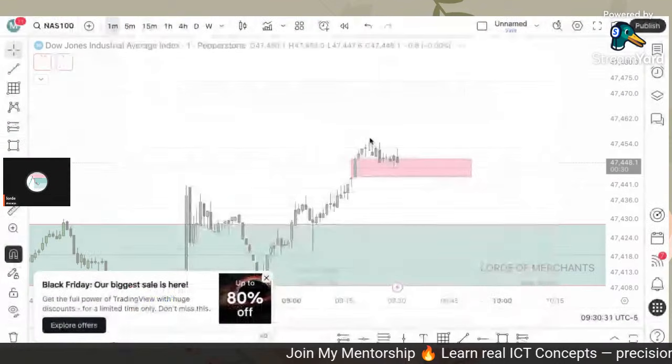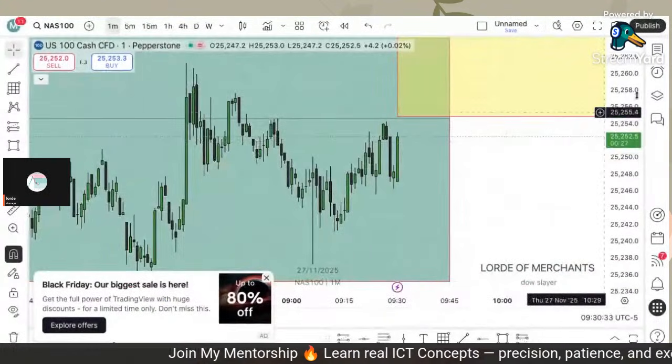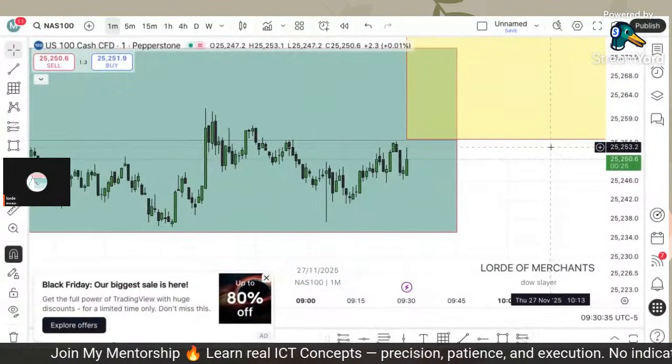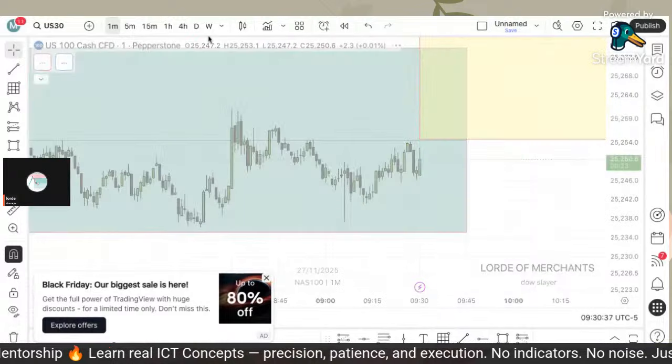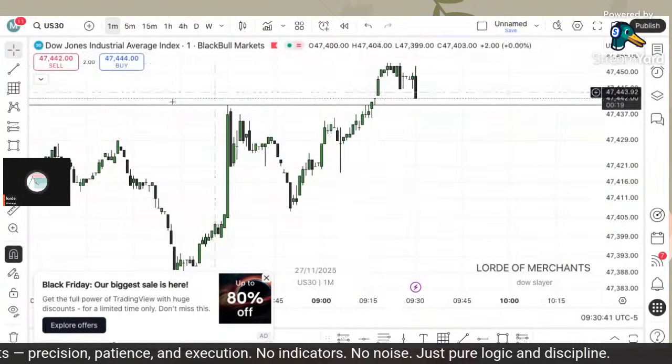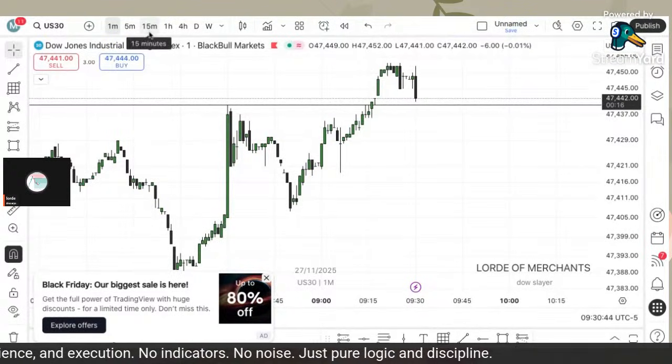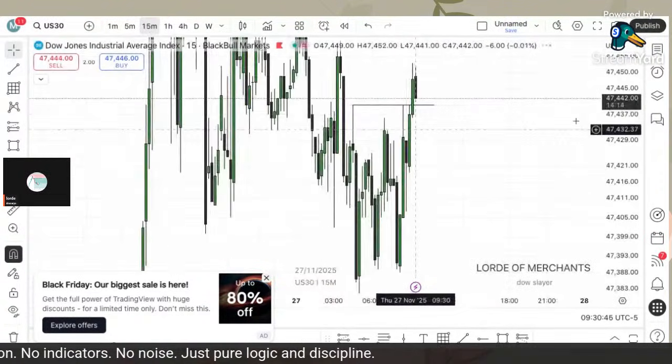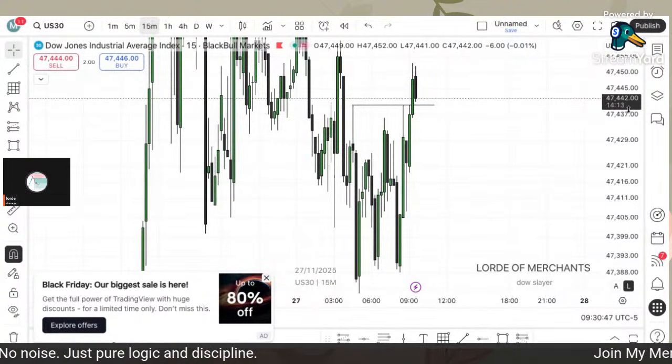Let me check what Nasdaq is actually doing. Yeah, you can see it's also trying to go up. Let's hold on. Let's wait and see. Dow is trying to come down. Let's see how far it can come. Let's wait and see.